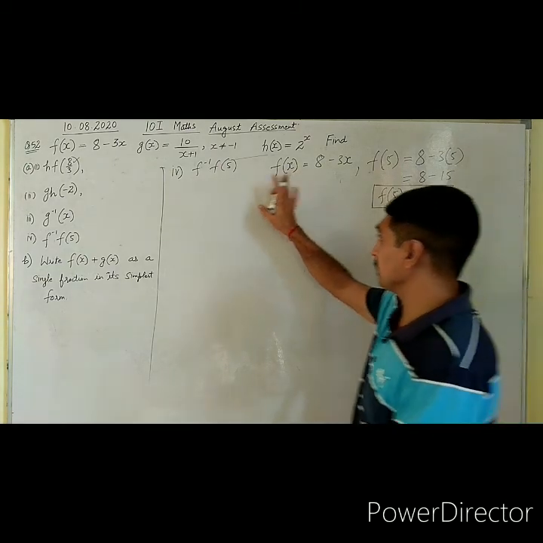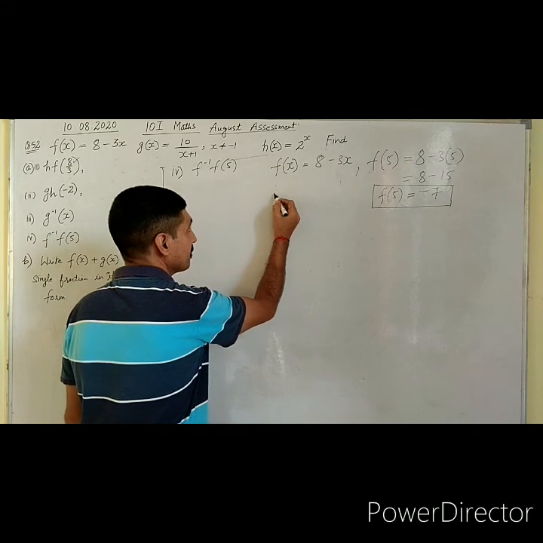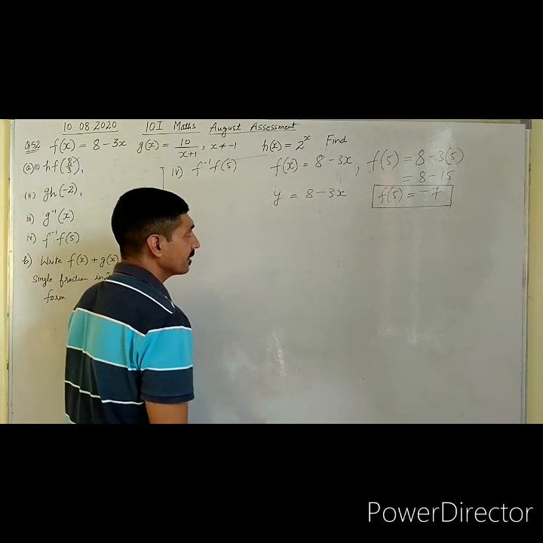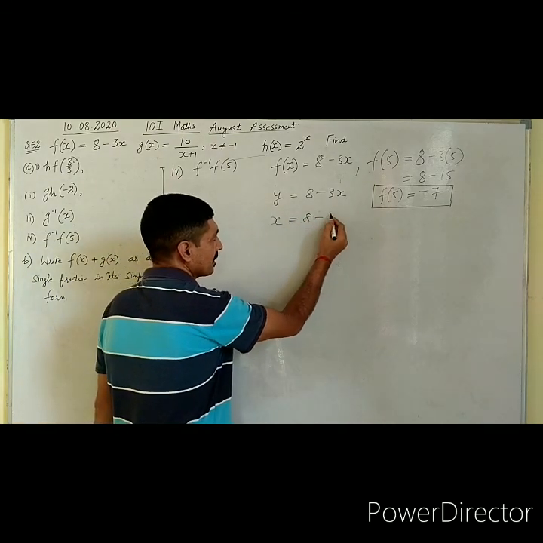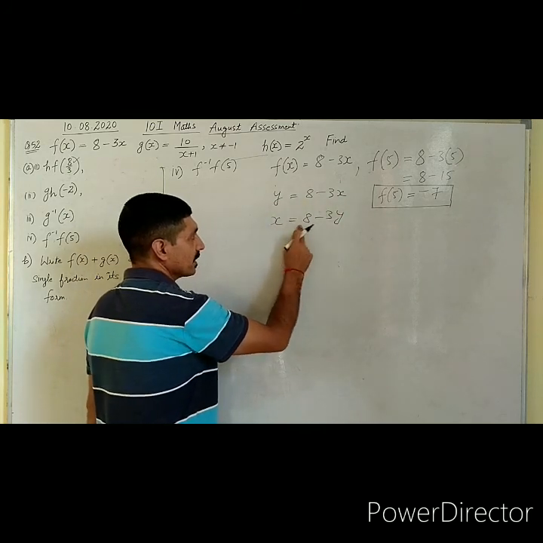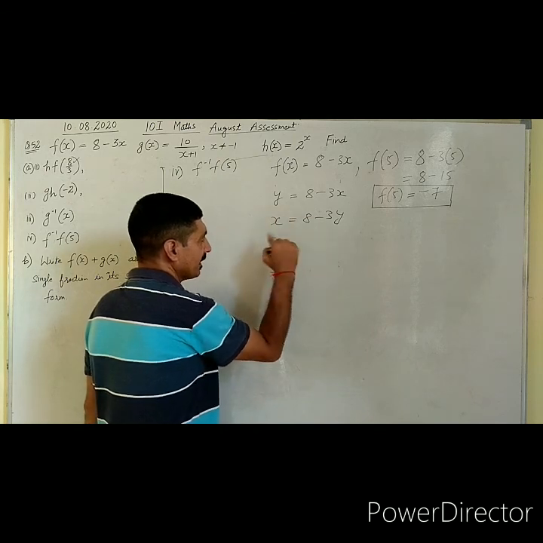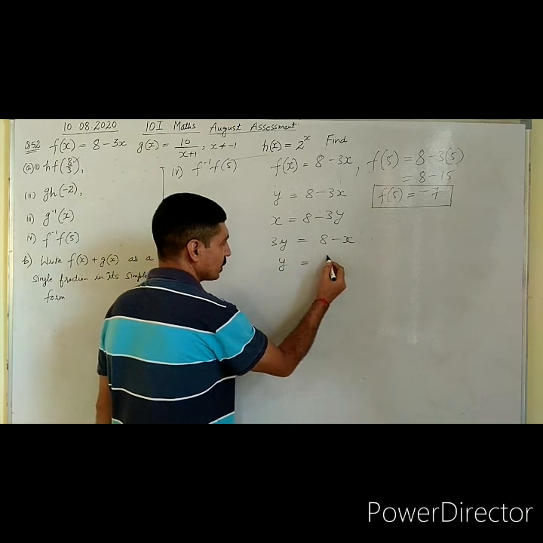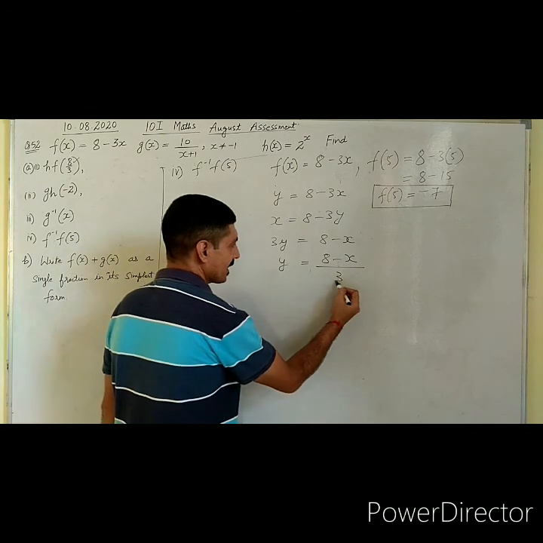Now how to go for the inverse of f? If I am going ahead, y is equal to 8 minus 3x. The second step is interchanging x and y. So when we interchange x with y, we have x. Now solve in terms of y. So we have 3y is equal to 8 minus x, and y is equal to 8 minus x upon 3.